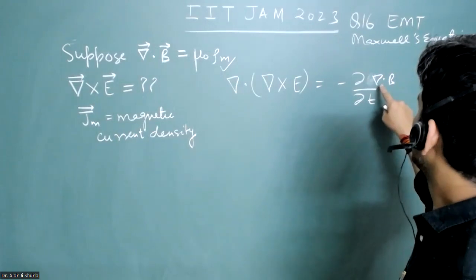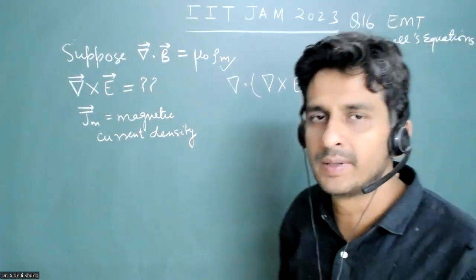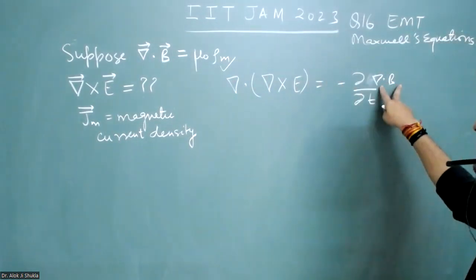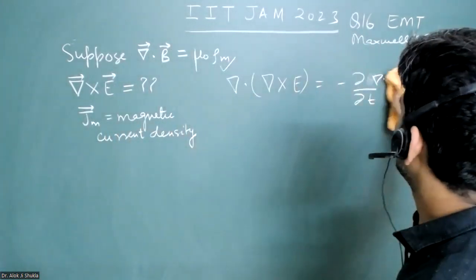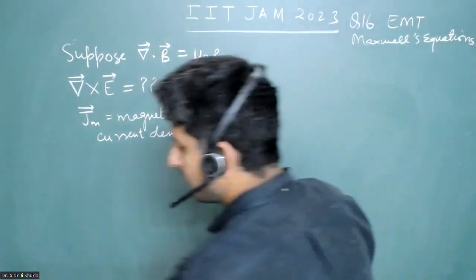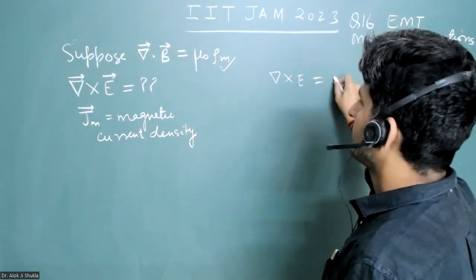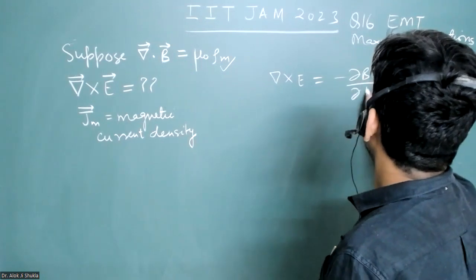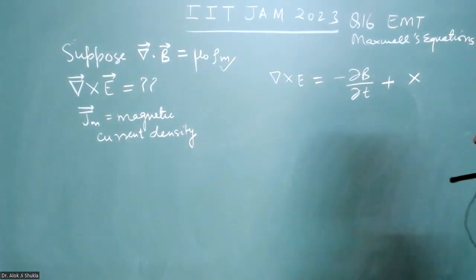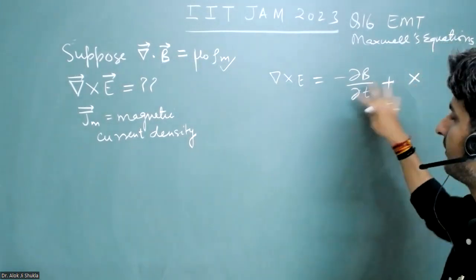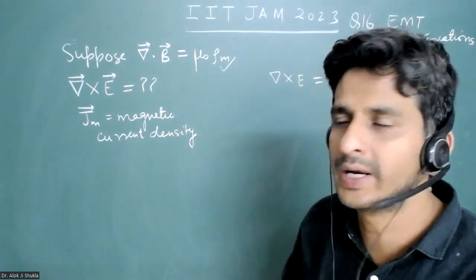Here, if you take del, then this quantity mu naught rho m will appear, so that the divergence of B will not be equal to 0. That means I have to modify Faraday's law. So what I am going to do is write it like this: del cross E is equal to minus del B by del T, plus some vector x, and it will make sure that the divergence of curl always becomes 0, because that is a mathematical compulsion. We can't do anything about it.